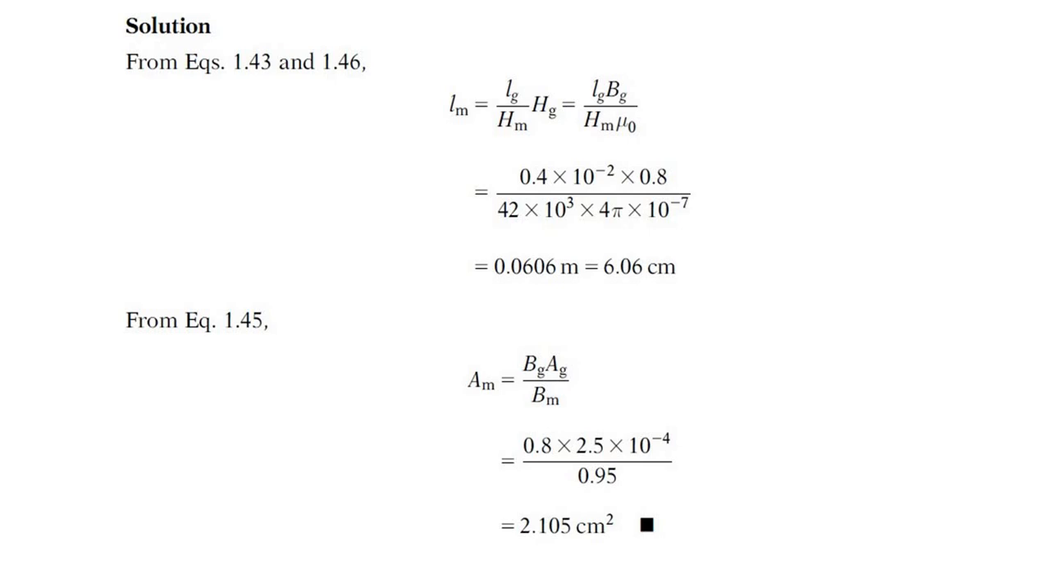AM is equal to Bg into Ag divided by BM. That is 0.8 into 2.5 into 10 to the power minus 4 divided by 0.95, which is equal to 2.105 centimeter squared.